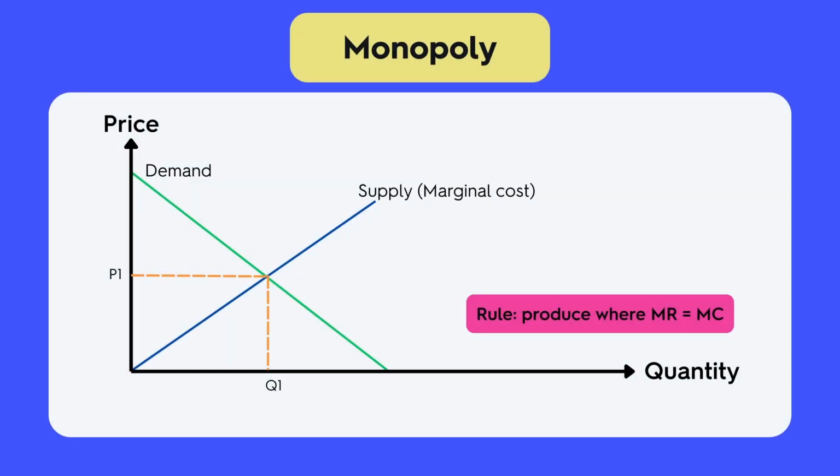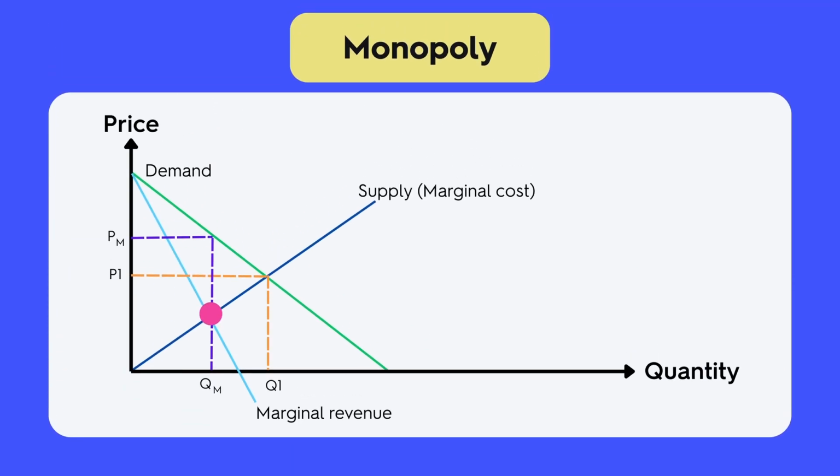Here is the key rule. A monopolist produces the quantity where marginal revenue equals marginal cost. Marginal revenue tells us how much extra revenue comes from selling one more unit. Marginal cost tells us how much extra cost comes from making one more unit. When those are equal, profit is maximized.